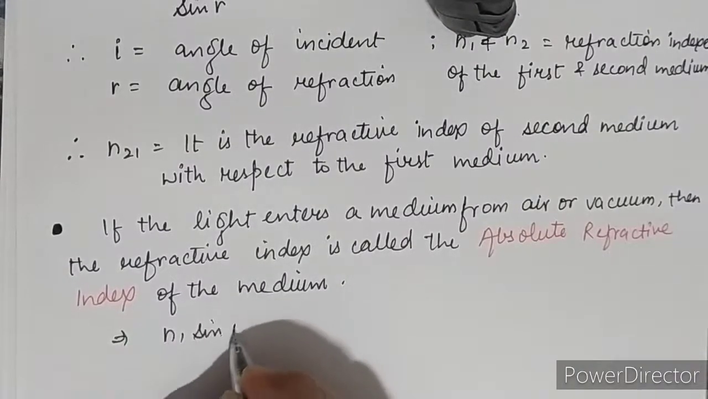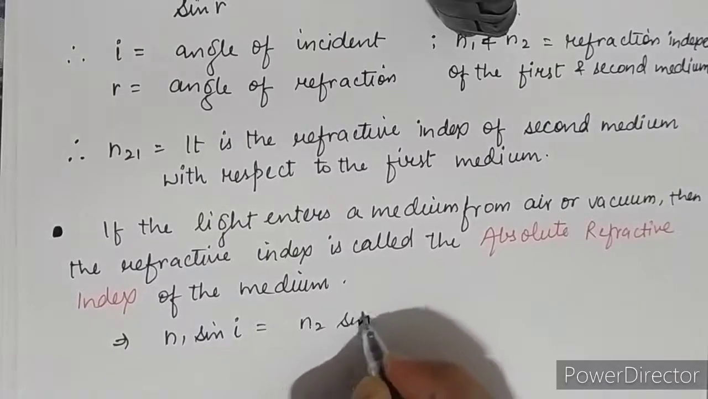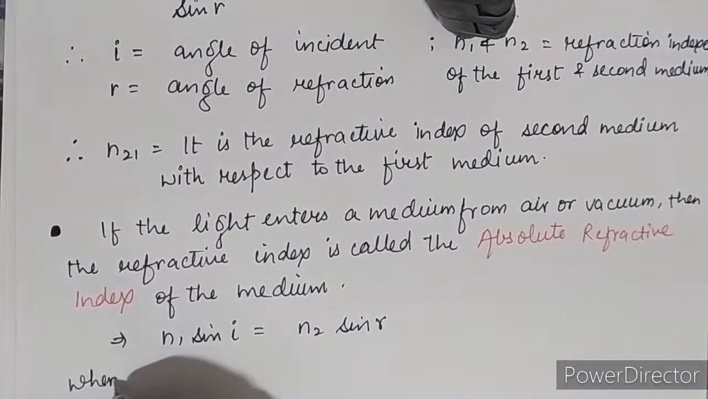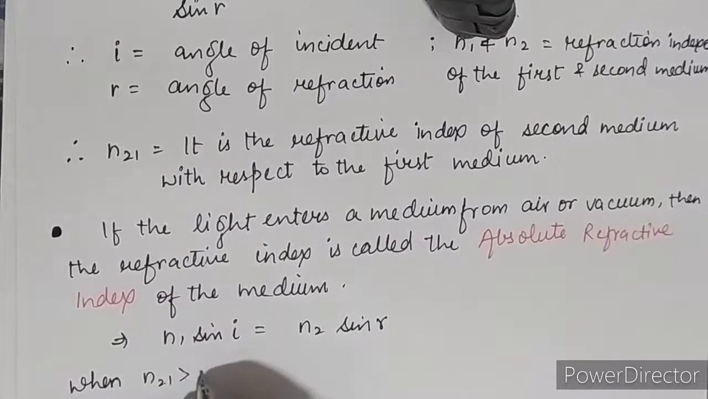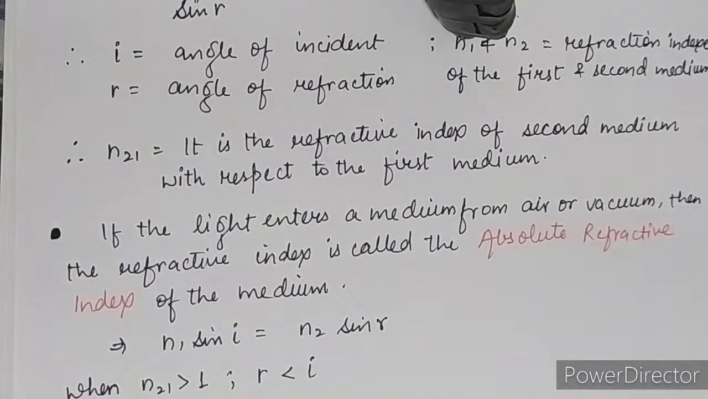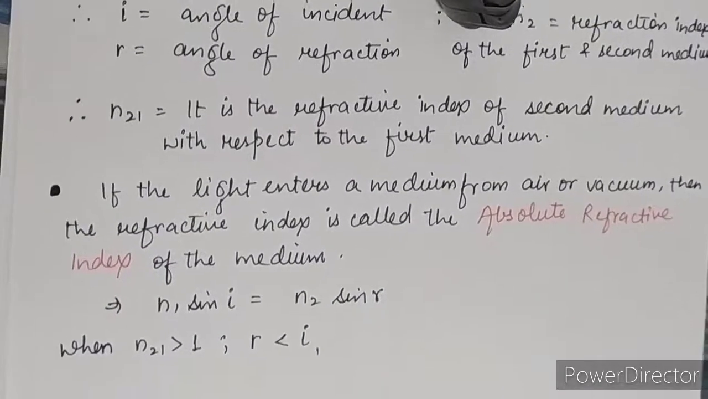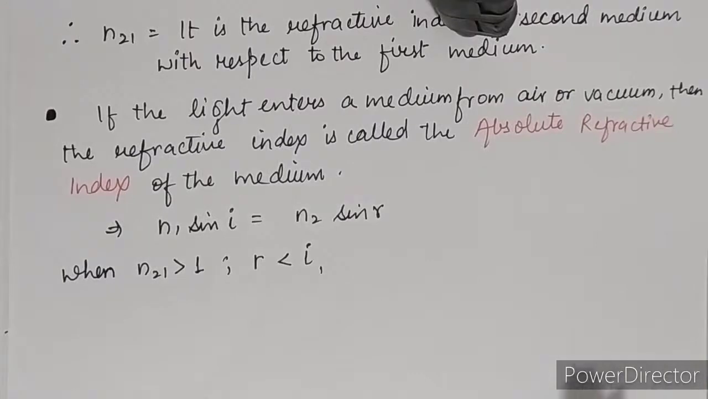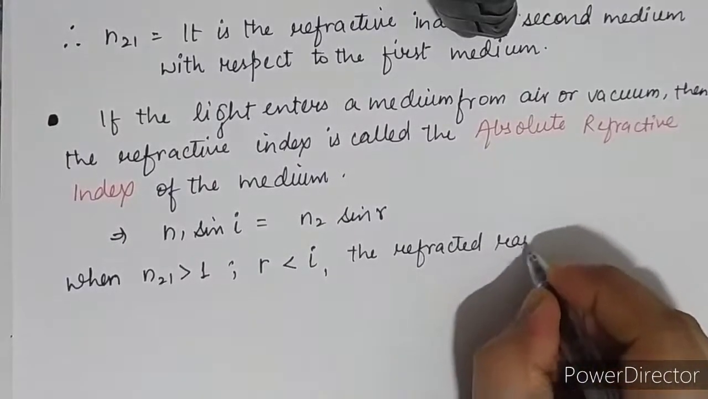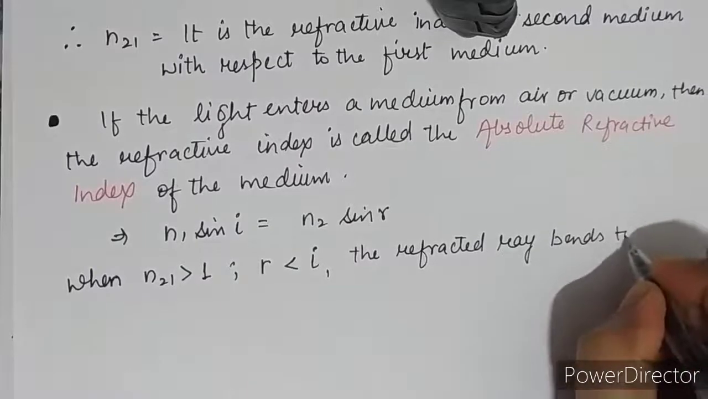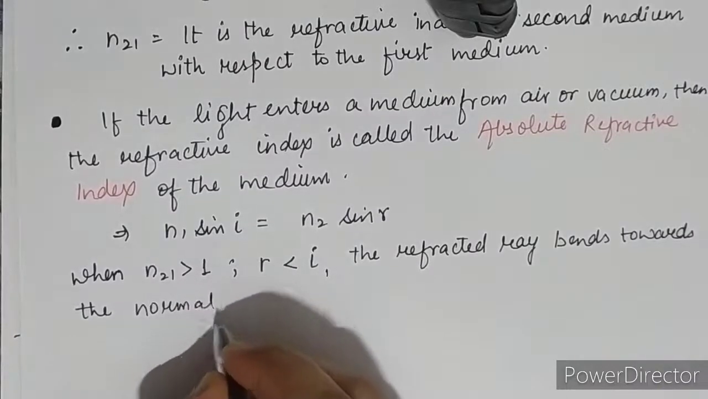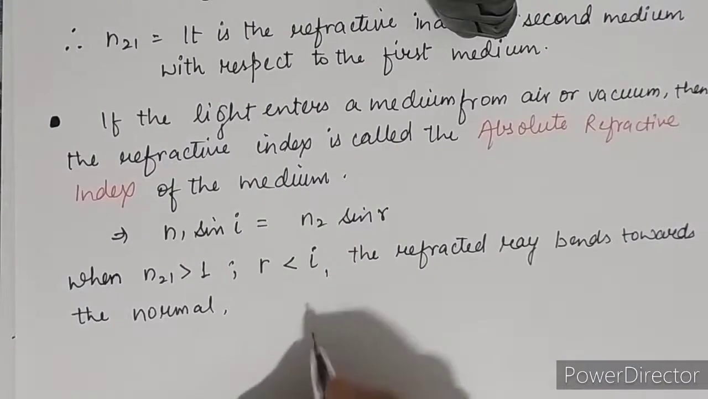n1 sin I is equal to n2 sin R. Okay, and when we can say n21 is greater than 1, then R is less than I. It means the refracted ray bends towards the normal. Okay, clear?